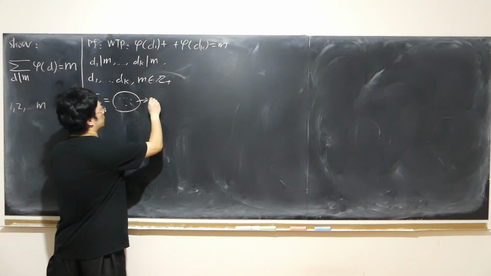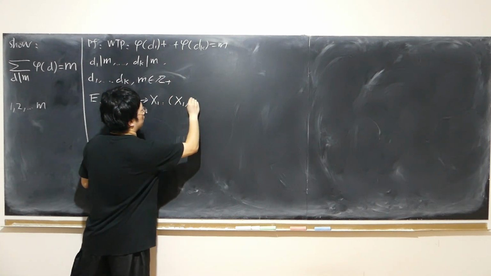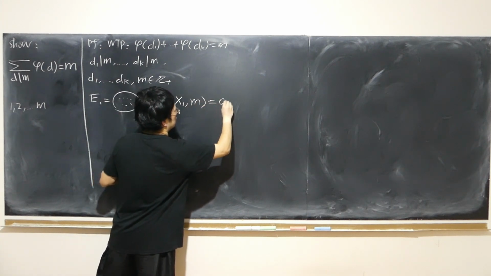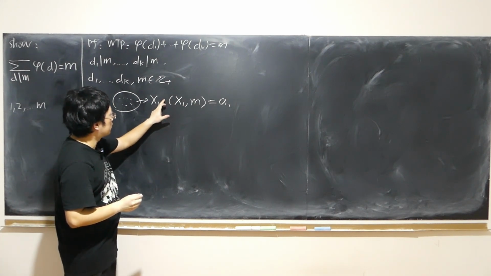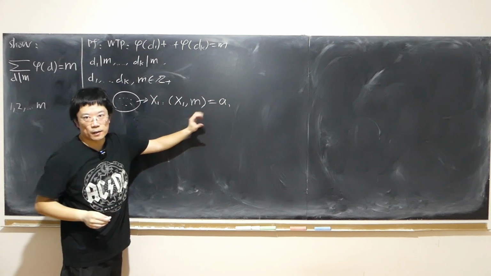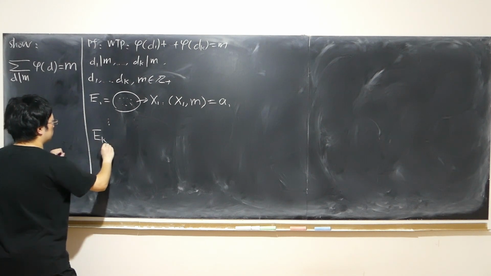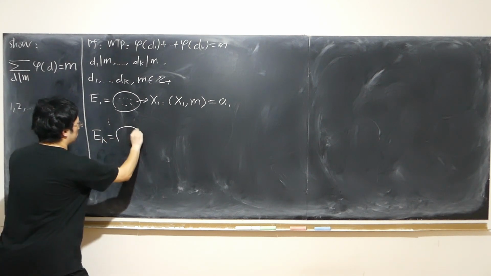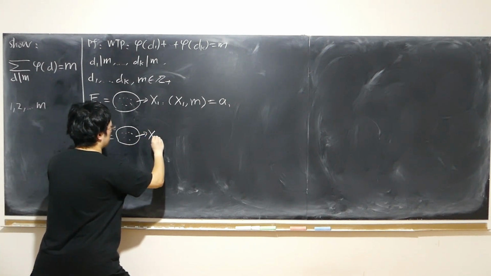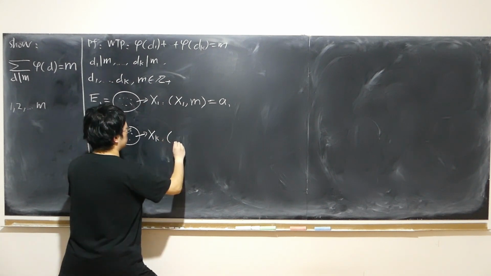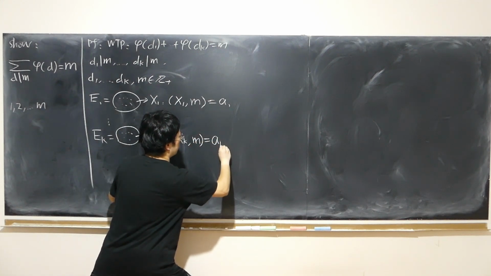Their common property is that for each element x1, the GCD of x1 and m is a1, a fixed positive integer. I'm not writing GCD in front of the brackets just to save some space, and so on and so forth. E2, E3, all the way up to Ek. Each set has many elements, and for each element xk in the set, the GCD of xk and m is equal to ak.